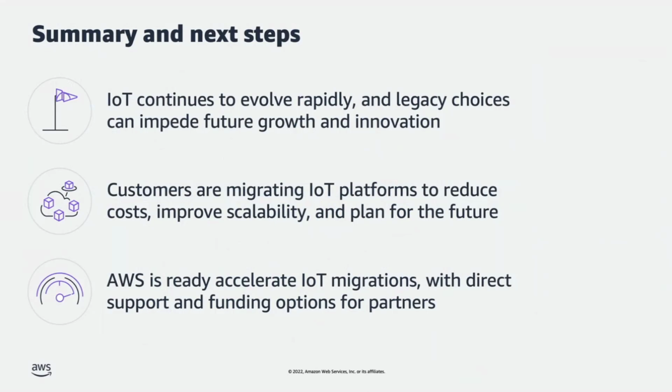Now, as we said at the beginning of this session, the IoT landscape is moving rapidly, and legacy systems can impede future growth and innovation. So customers are migrating to a modernized IoT platform to reduce their costs, to improve their scalability, and to plan for the future. AWS is ready to help accelerate your migration project with direct support and funding options with partners. Let us know how we can help you along this journey.